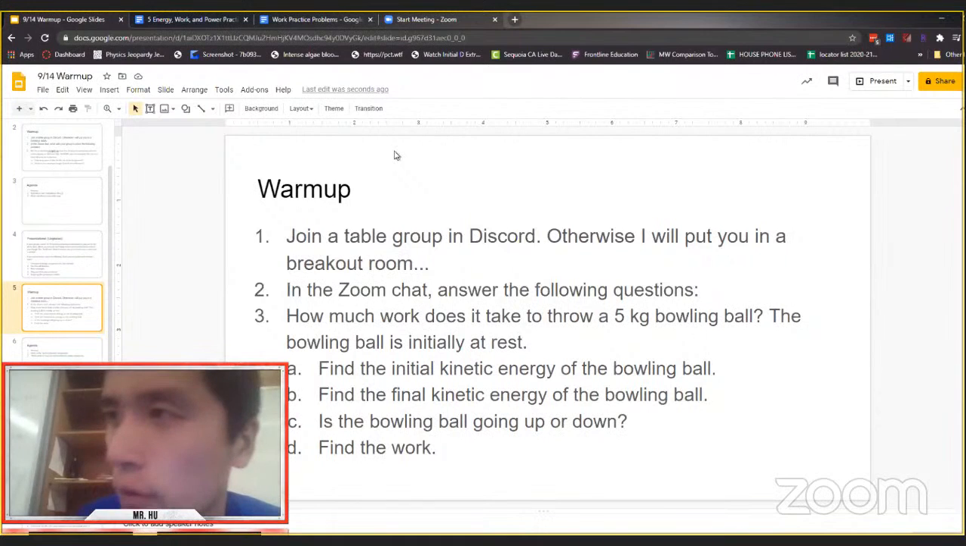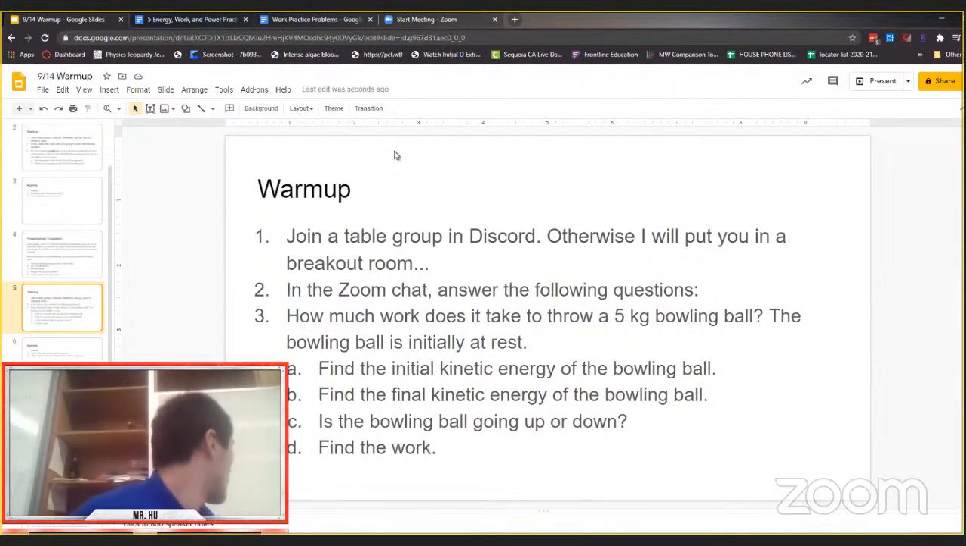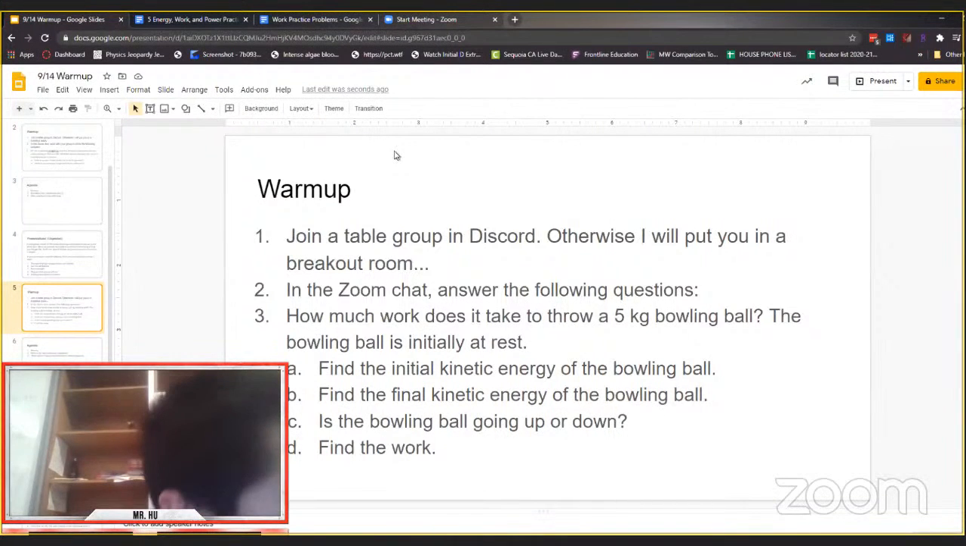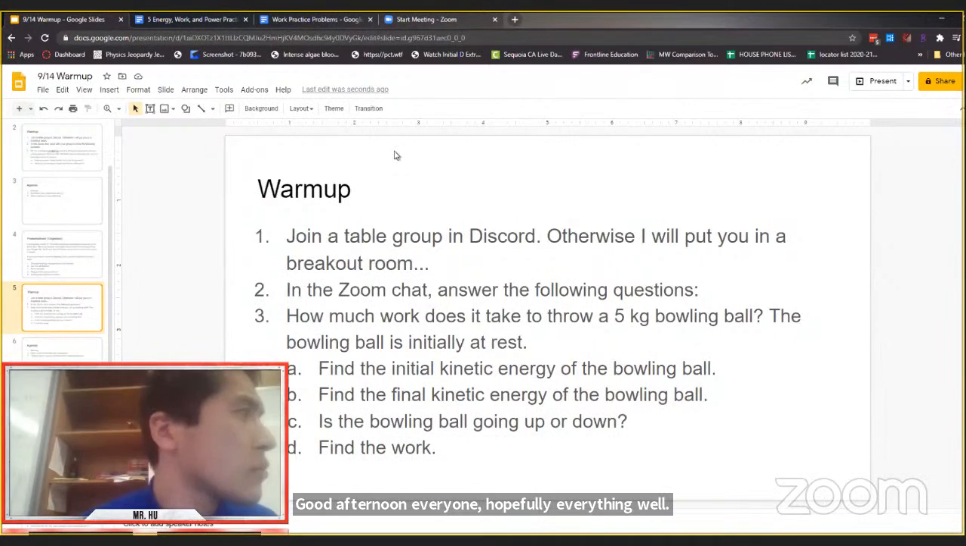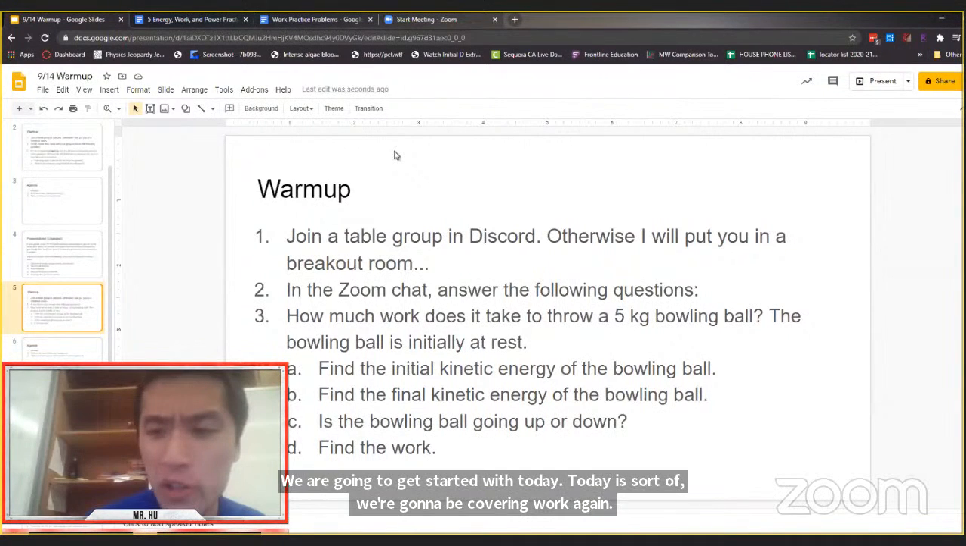Today we're going to be covering work again, but today I'm envisioning it's going to be the last day we keep working on work in class. So first off, let's start off with a warm-up question. This warm-up question is going to be targeting finding the work when there is kinetic energy involved.